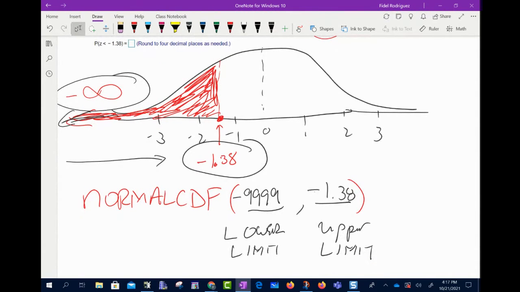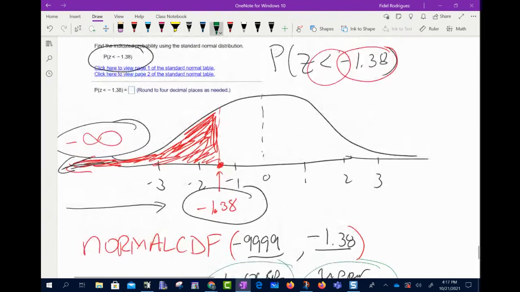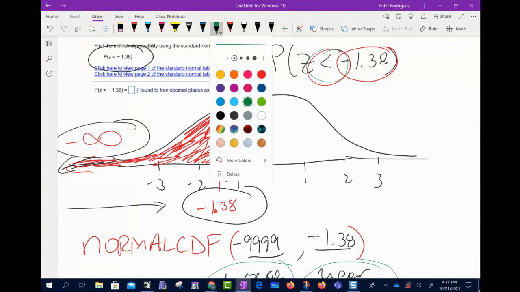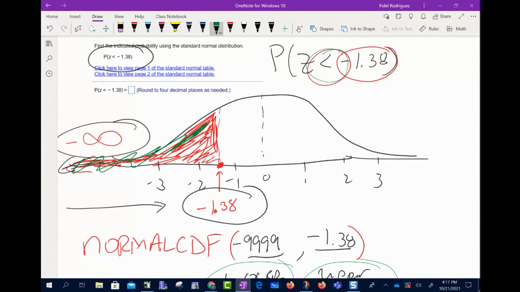So Ivy, am I making any sense in terms of how I can figure out the -999 or the positive 999? Because I'm using the idea of my lower limit and my upper limit. Yes. Can I use the less than sign as a reference, like how the arrow points to the left? Yes, you are absolutely correct. That's exactly what we're doing. When we look at this less than, that tells me we're really looking for everything to the left, because it's to the left of that -1.38.